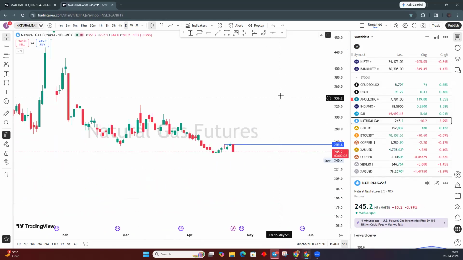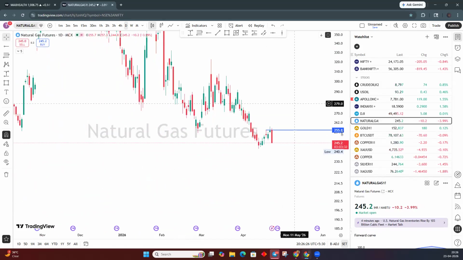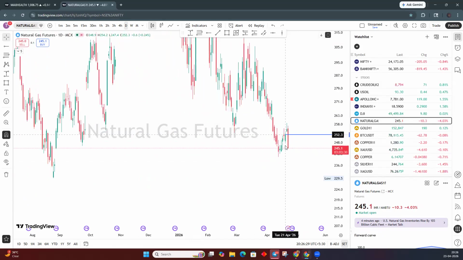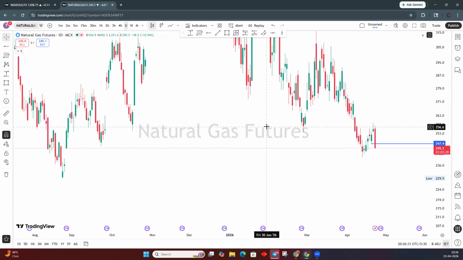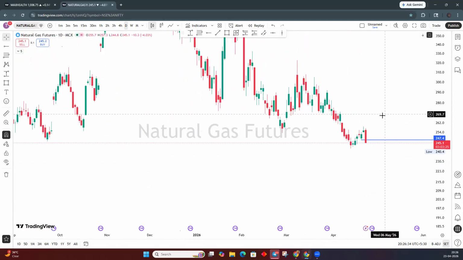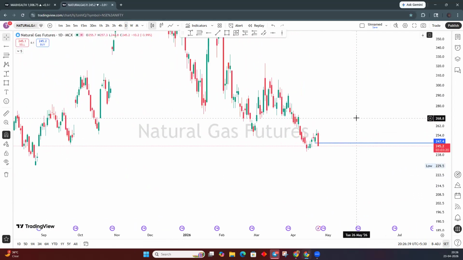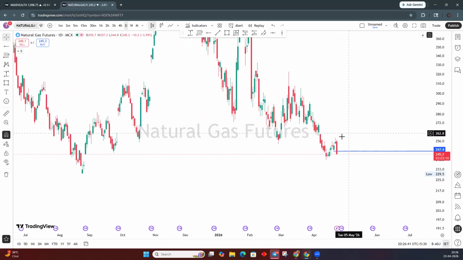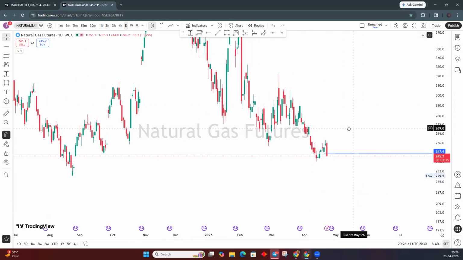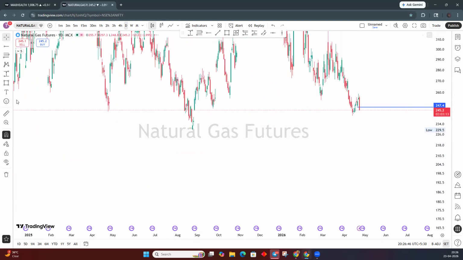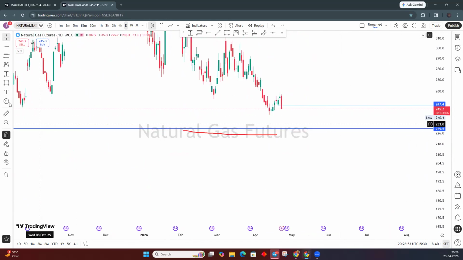And natural gas: we made one position for bullishness, but the position went wrong and took the stop loss, because for the last 2 to 3 days positions were building here, but the market was not able to sustain at this level. Now we have got a breakdown, and this breakdown will take it towards this low. That low in natural gas is 229. So our next target for natural gas will be 229 in the upcoming days.